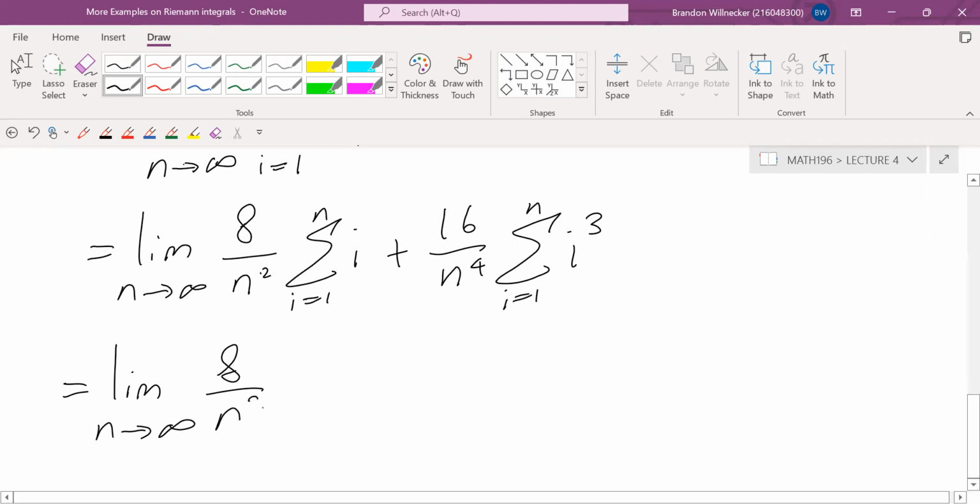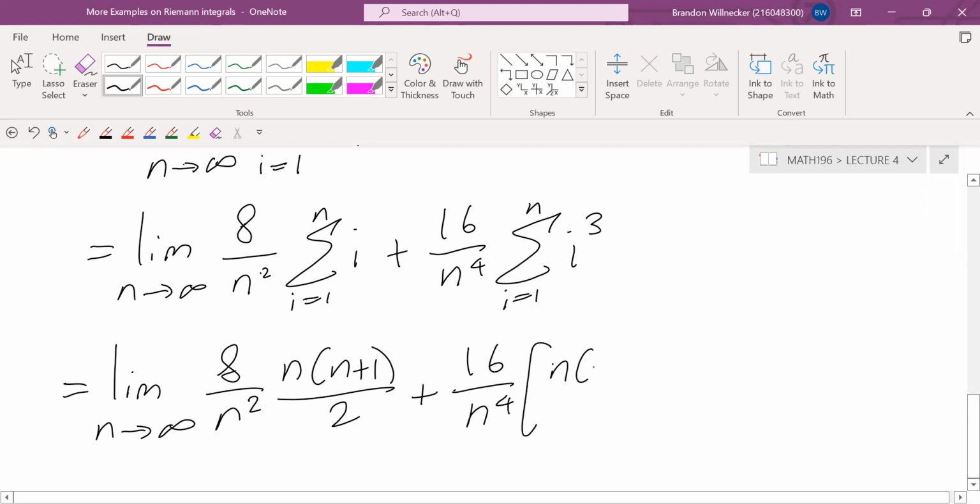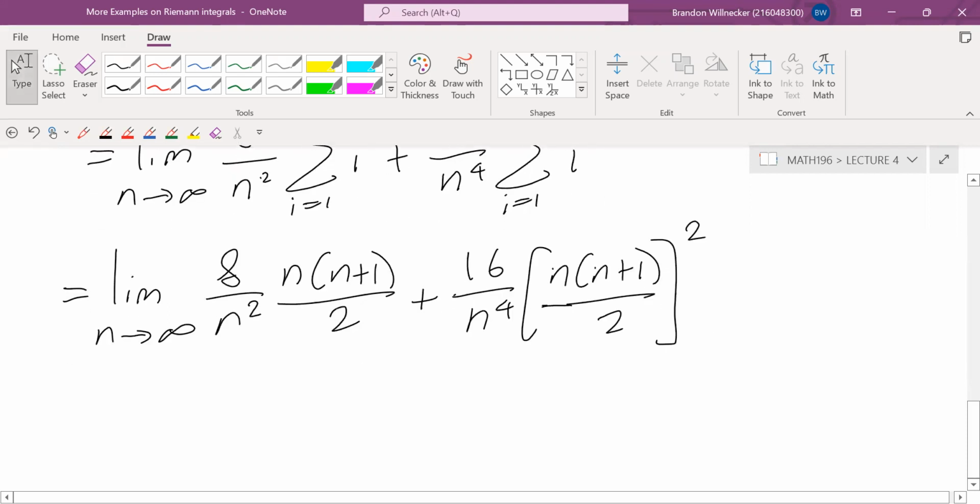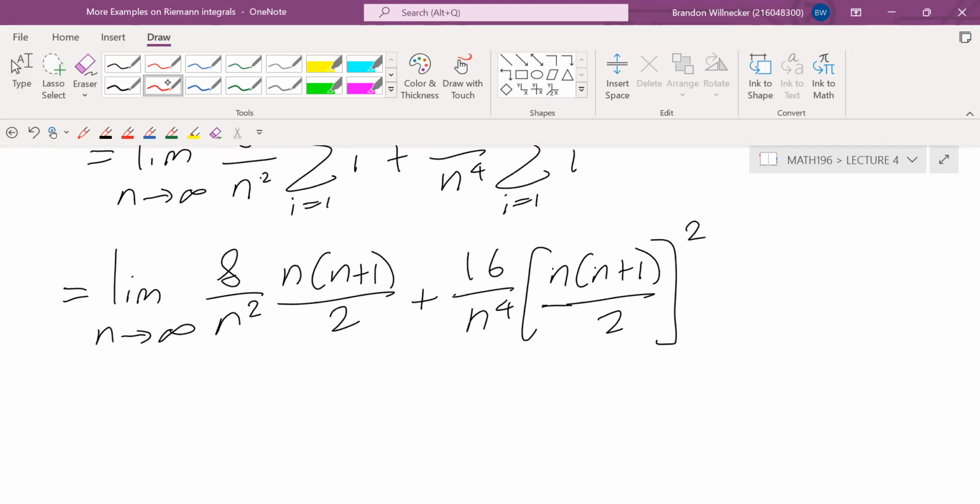Okay, so we have 8 over n squared, and then the sum of r is going to be (n plus 1) over 2, plus 16 over n to the 4, and then this is going to be ((n plus 1) over 2) squared. So we just replaced those summations with the formulae. Okay, so now we can simplify things a bit.